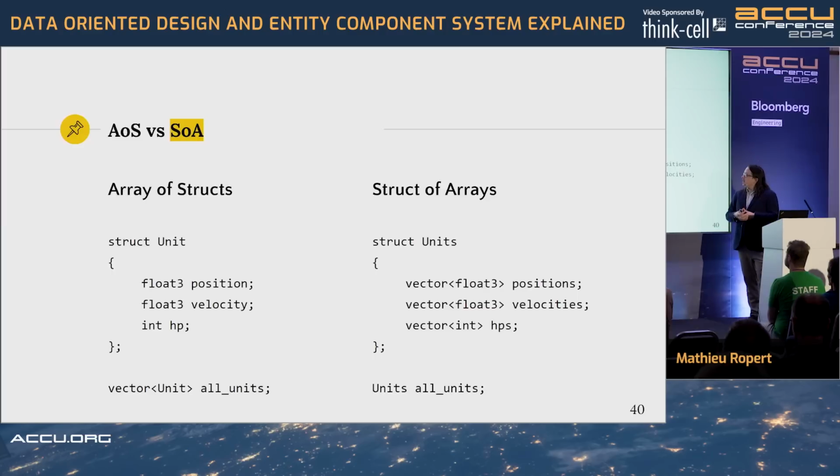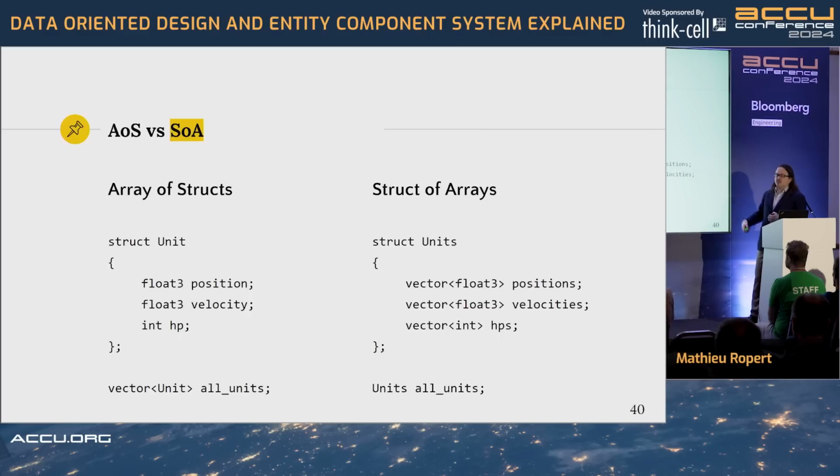So let's say I have a very simple video game. I have units in the game. They're very basic. They have a 3D position. They have a 3D velocity, and they have HP, because we want them to die eventually, or, I don't know, something happens.